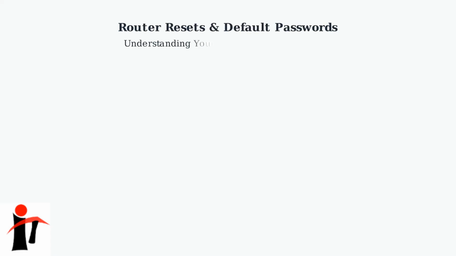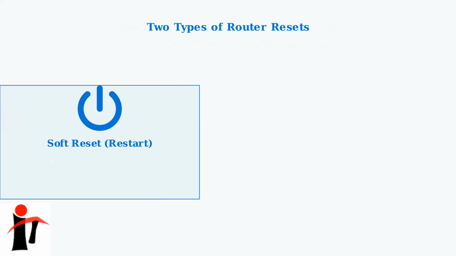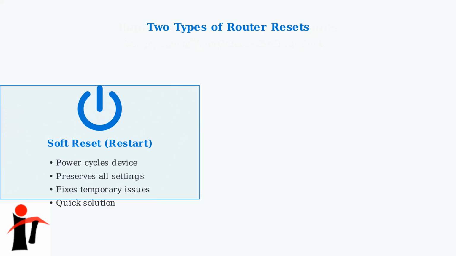Understanding how to reset your Comcast Business router and locate default passwords is essential for maintaining network security and troubleshooting connectivity issues. There are two main types of router resets. A soft reset, also called a restart, simply power cycles the device while preserving all your custom settings. This is useful for resolving temporary connectivity issues.